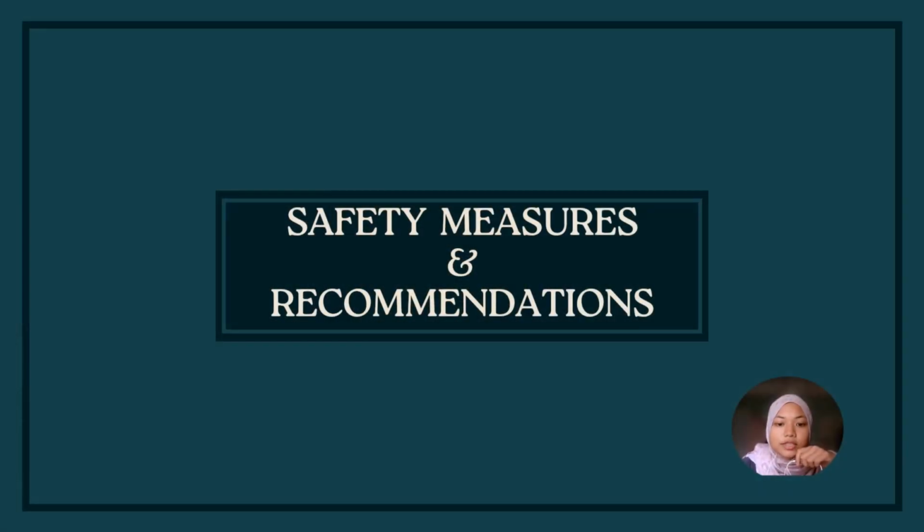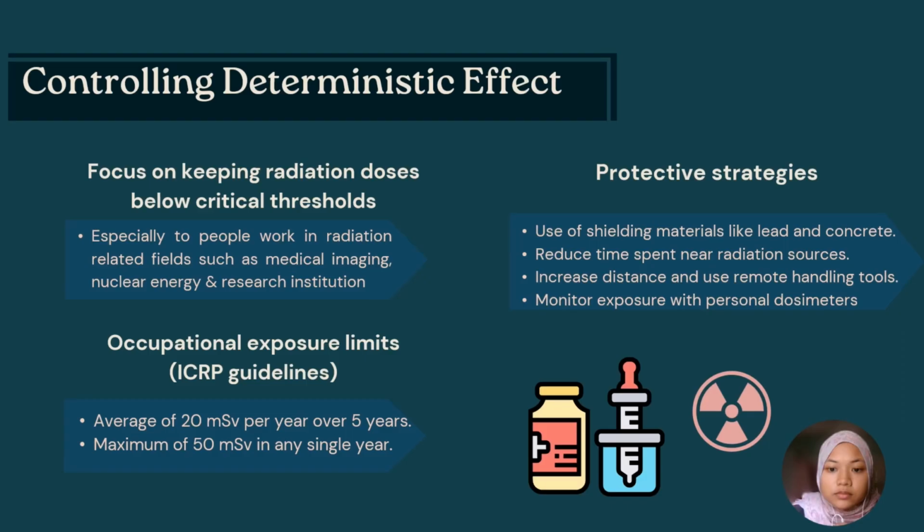I will talk about what safety measures and recommendations should be taken when we face the radiation risk. The risk includes the deterministic effect and also the stochastic effect. First of all, let's talk about how to control the deterministic effect. There are three important things. The first one is to focus on keeping radiation doses below critical threshold. For deterministic effect, safety precautions are designed to keep radiation doses from exceeding specific thresholds.